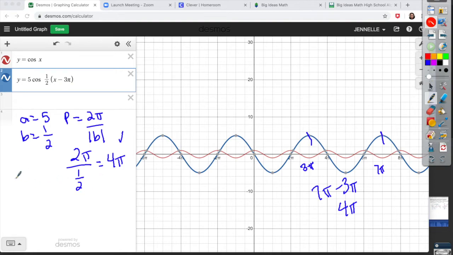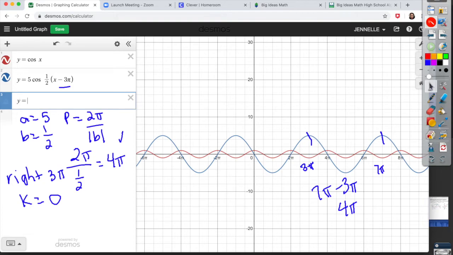Okay, so remember the horizontal shift is right here. And because it's negative, it's going to the right by 3 pi. And let's do the vertical shift, and k in this situation is going to be 0. So there is no vertical shift up or down, which means I can put my midline up here since it was 0. Y equals 0. And there's my midline.